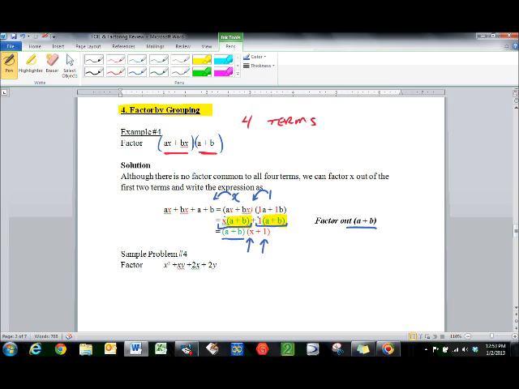As always, if you wanted to double check this, you could simply FOIL a plus b back with x plus 1, and you would come up with the original term given in example number 4.